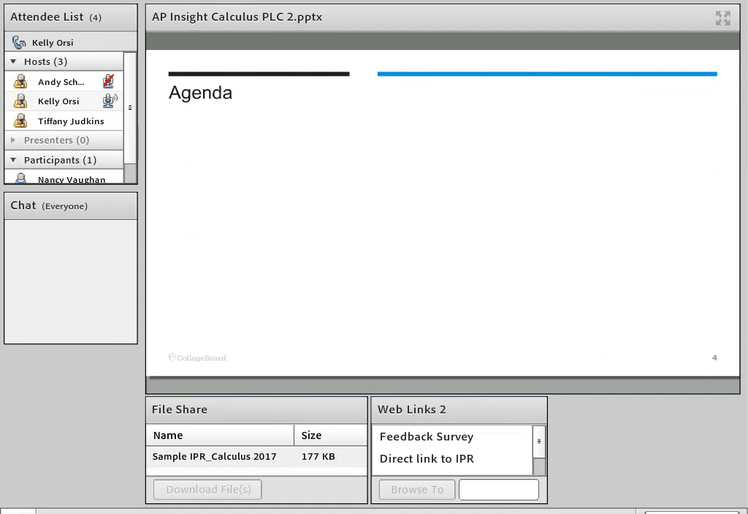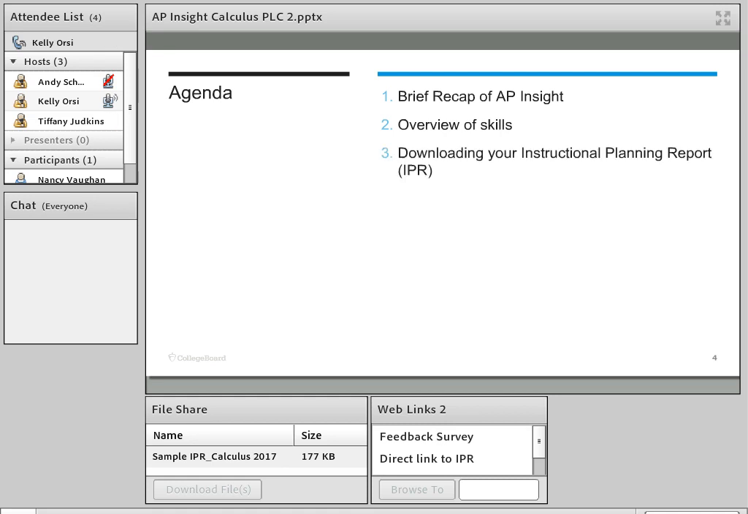So let's take a look at what this evening is going to entail. Andy's going to kick us off with a brief recap of what AP Insight is and what it does. I'm going to chat a little bit about some of the skills that we're going to be referring to that will show up on the instructional planning report. Then Andy will walk us through what it looks like to go online and download your instructional planning report, if that applies to you, if you have not yet gone there to do that.